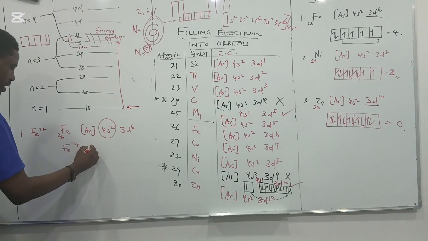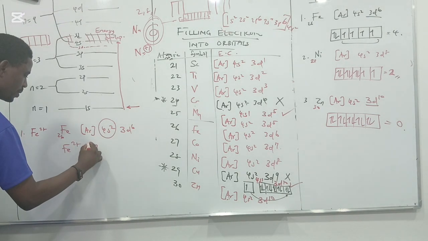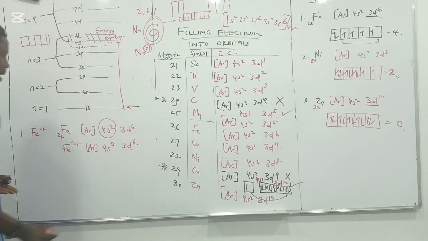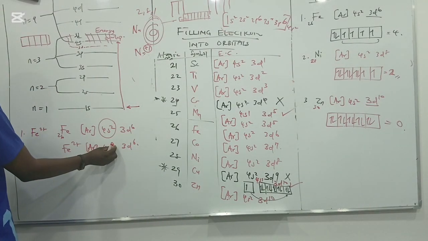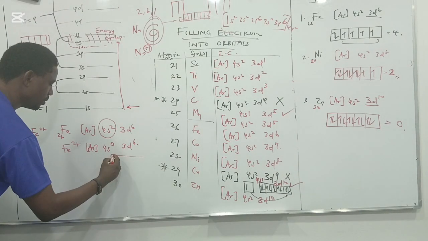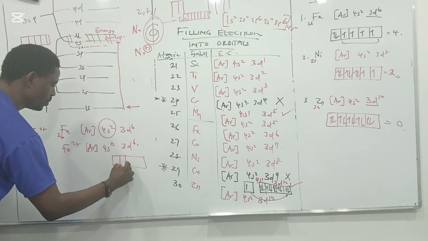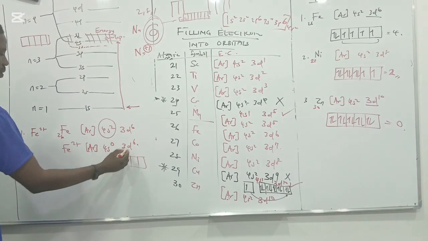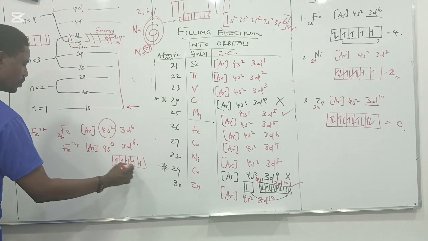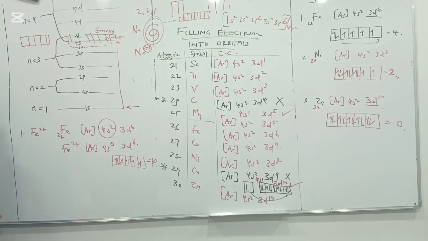So we are losing this electron, so it becomes argon 4s0, 3d6. Can you see that? So we've lost this electron, and 3d6 we have. So we now treat this: 1 2 3 4 5. So d6, 1 2 3 4 5 6. So we have 4 unpaired electrons.